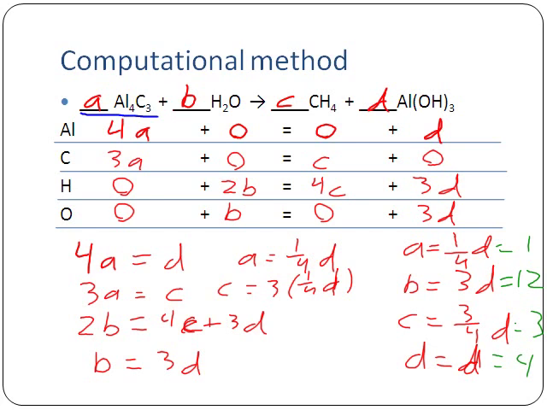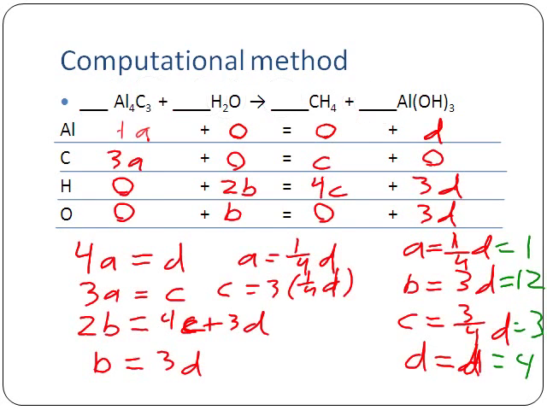And so these are the numbers we're going to put in. And so if we take this out and we're going to erase the letters that we had there originally, let's go ahead and put in our numbers. A was 1. B is 12. C is 3. And D is 4.